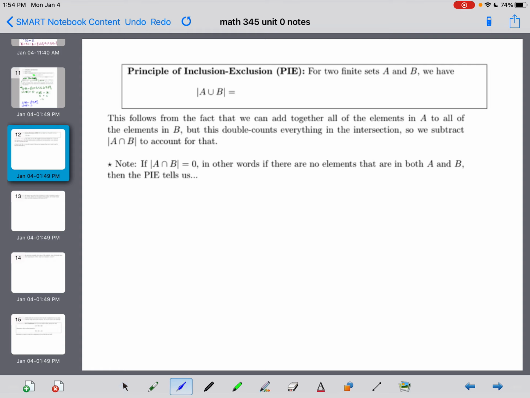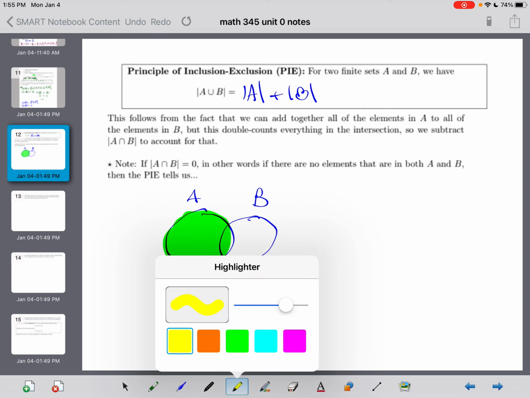And if we want to think about how that works, well, let's say we have 2 finite sets. Here's A, here's B, and maybe they overlap in some particular way. We could try to start by finding the cardinality of the first set A. In other words, find how many elements are in this set here. Then we can try to add to that the cardinality of B. That's how many elements are in this set here.